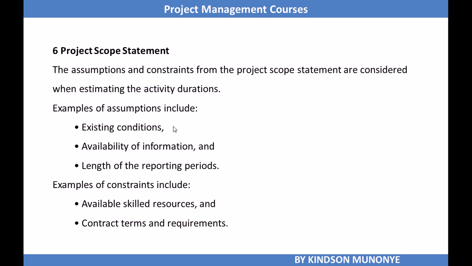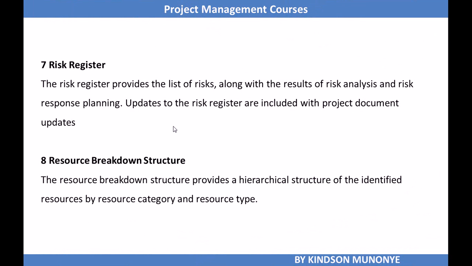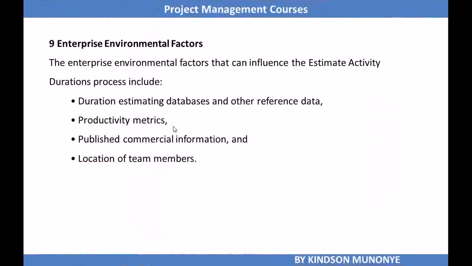Examples of assumptions include existing conditions, availability of information, and length of reporting periods. Examples of constraints include available skilled resources and contract terms and requirements. Risk register is also an input, as well as resource breakdown structure. Risk register helps you to say whether there are risks that can impact on activity duration being estimated.